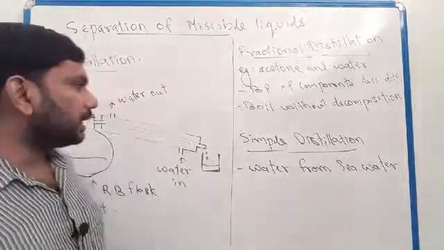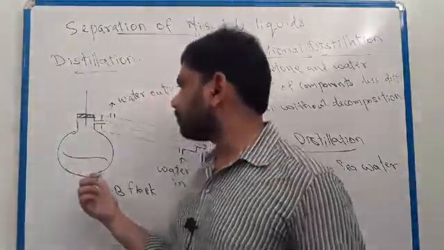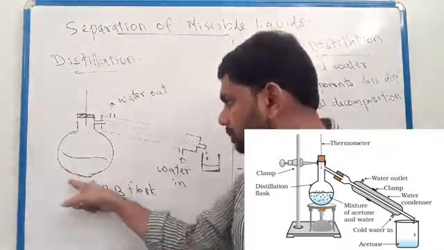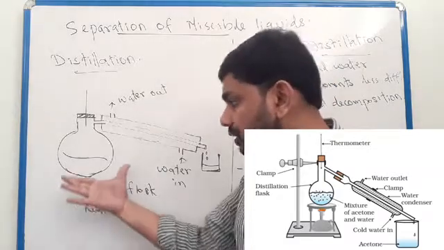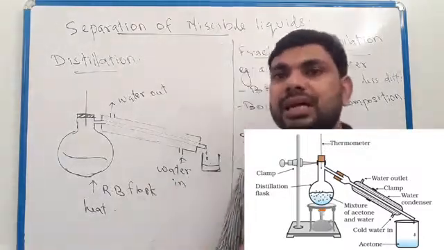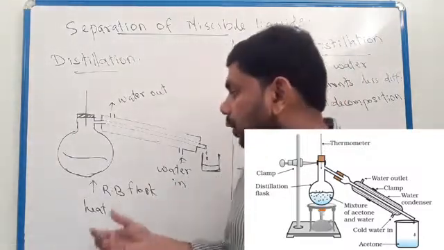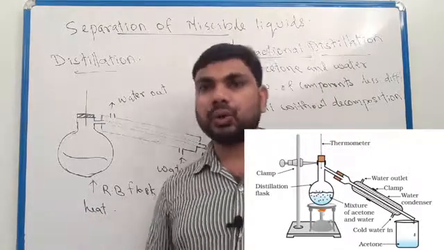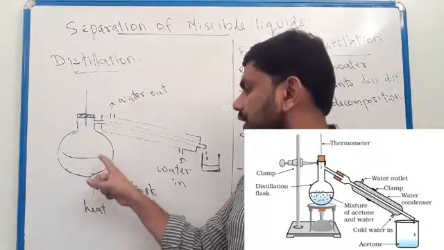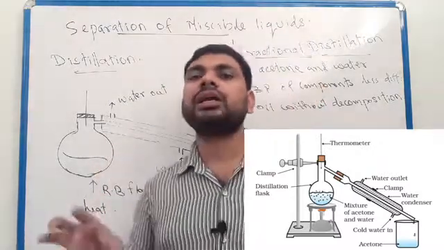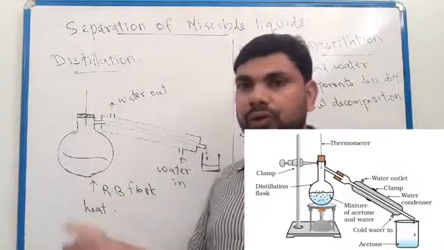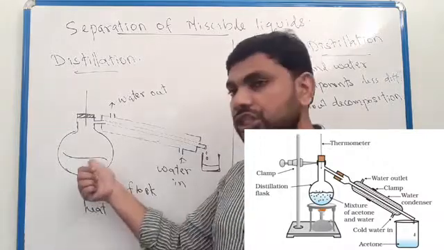So let us see here, this is the apparatus used for distillation. For distillation we use a special type of flask, a round bottom flask. The bottom part of this flask is round in shape, that's why we say round bottom flask, RB flask, or we can say distillation flask. We will take the mixture in this round bottom flask, and we will heat the mixture here.